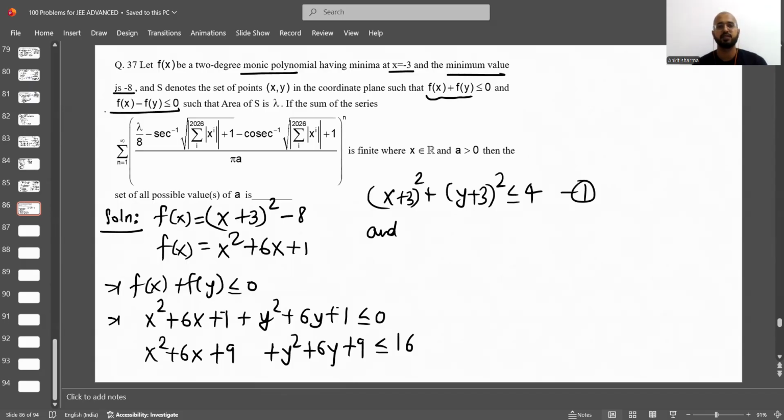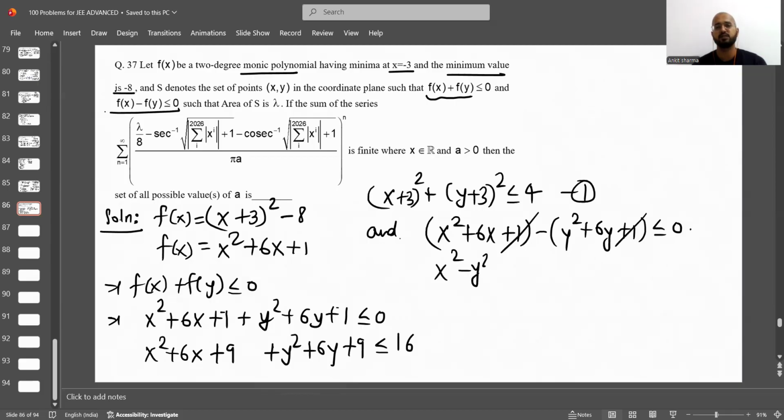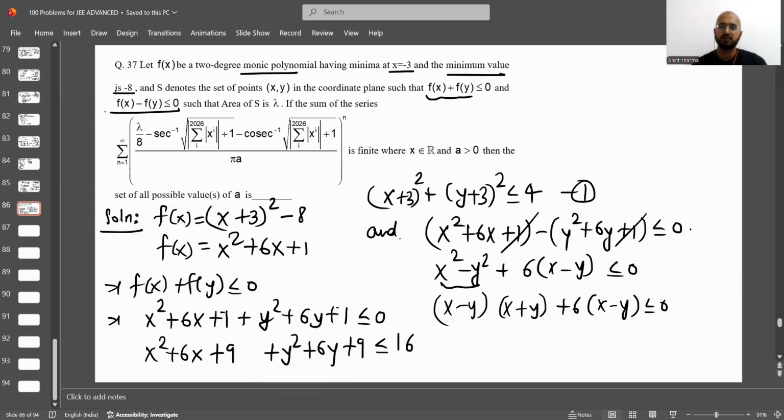So for f of x minus f of y, I'll be having x square plus 6x plus 1 minus y square plus 6y plus 1 is less than or equal to 0. So this one gets cancelled, and then x square minus y square plus 6 times x minus y will be here, less than or equal to 0. So I'll just think of factorizing this. So I'll be having x minus y into x plus y, and then plus 6 times x minus y is less than or equal to 0. So I can think of taking this common. So I have x minus y into x plus y plus 6 is less than or equal to 0.